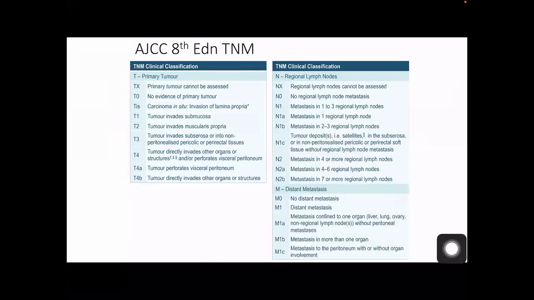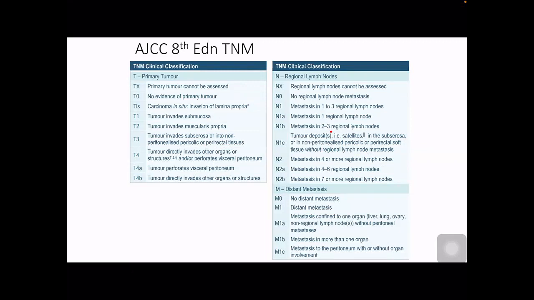Let's come to the N stage. N1 is 1 to 3 regional lymph nodes. N1 is further divided into N1a, N1b, and N1c. N1a is 1 node, N1b is 2 to 3 nodes. N1c is tumor deposits, that is satellites in the subserosa or in non-peritonealized pericolic or perirectal soft tissue, without regional lymph node metastasis.